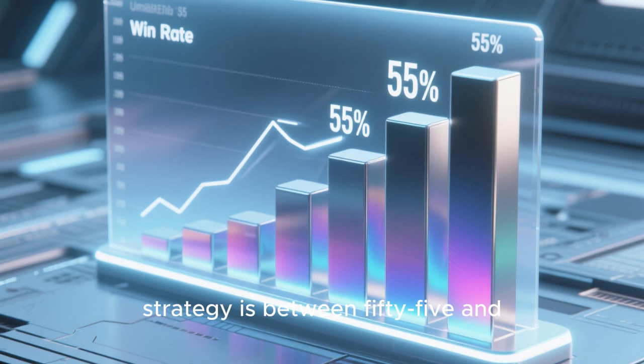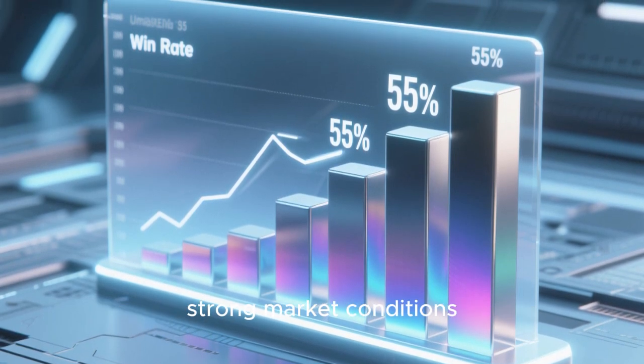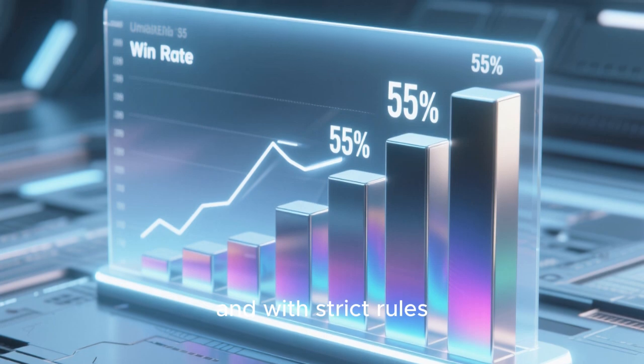Risk management is essential. Never risk more than 1% of your account per trade. Because this is a fast strategy, losses can accumulate quickly if discipline is lost. A realistic win rate for this strategy is between 55 and 65% when traded only during strong market conditions and with strict rules. Overtrading will destroy the edge.